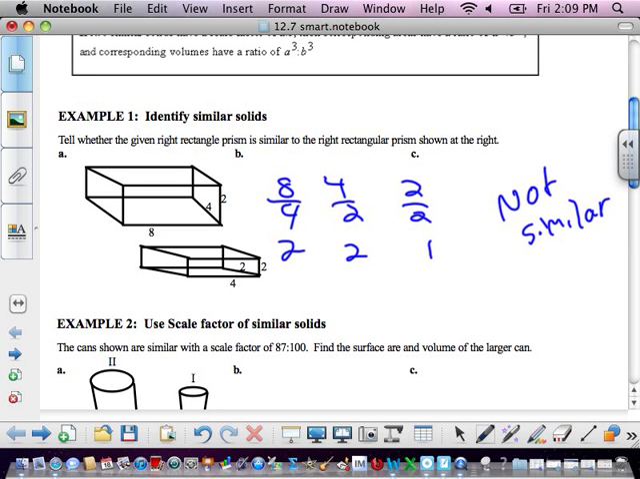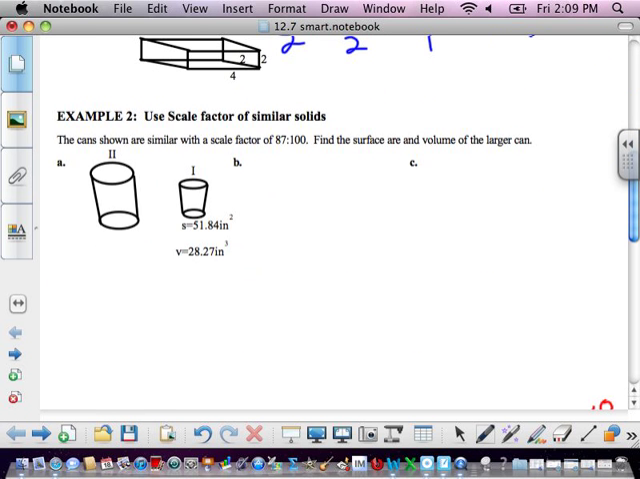Okay, so that's the easy part. Now we're going to get very slightly more difficult. Are you ready? On the back? Yep, we're on the back. Okay. We know their surface area and the volume of can 1. We want to find the surface area and the volume of can 2. Okay? It tells us they are similar and their scale factor is 87 over 100. Okay, that's very large scale.